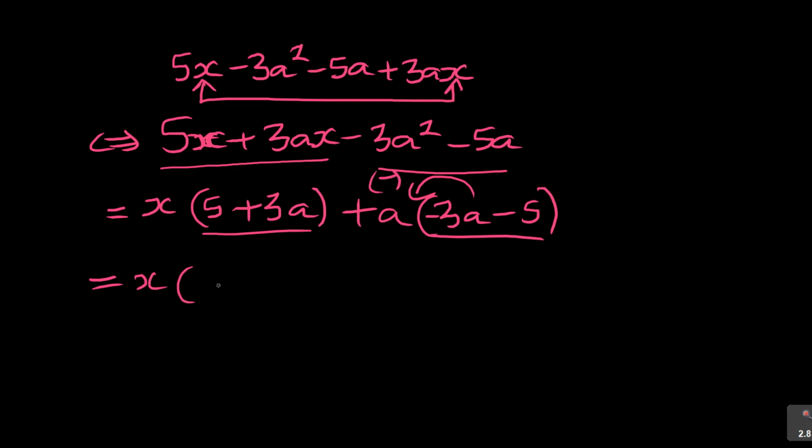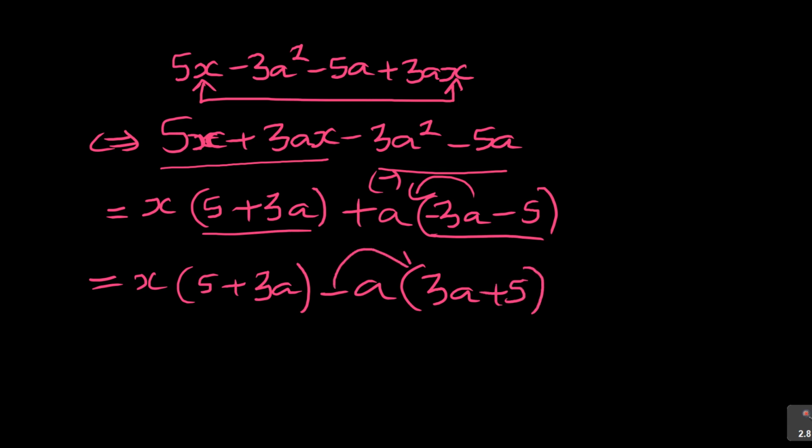It's x 5 plus 3a. So when I say take out a negative, you have plus a becomes minus a. Bracket minus 3a becomes positive 3a. Minus 5 becomes positive 5. That's how you take out a negative. Why? Because when it goes back, it will become negative and it will become negative.